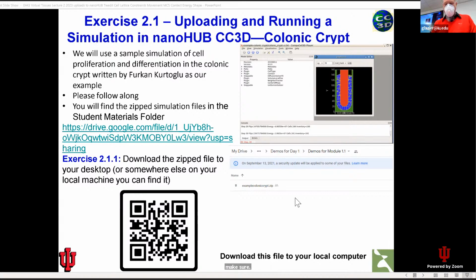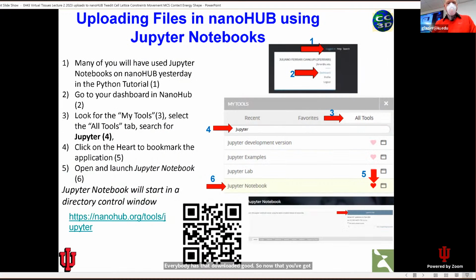Good. So now that you've got it downloaded, if you're going to use nanoHUB, how many people are using nanoHUB at the moment? Give me a thumbs up if you're using nanoHUB. Is anybody using nanoHUB? JH is using nanoHUB. Anybody else? Okay.